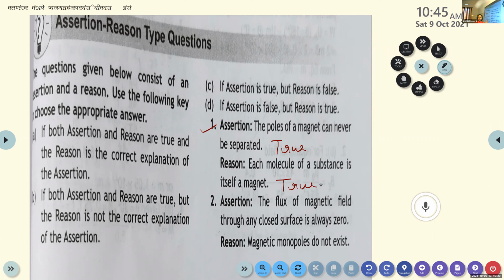Is there any doubt regarding this assertion and reason? No, ma'am. Okay. So option A is correct: both assertion and reason are true, and the reason is the correct explanation for the assertion. Now read the second assertion and reason. Second assertion: the flux of magnetic field through any closed surface is always zero.